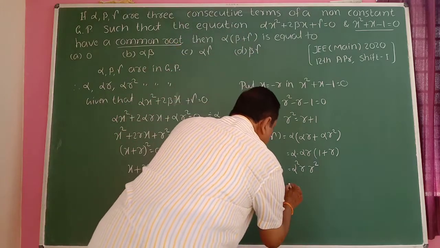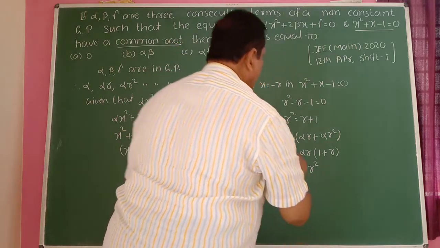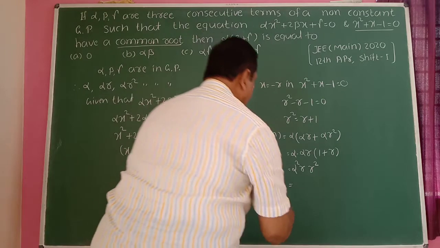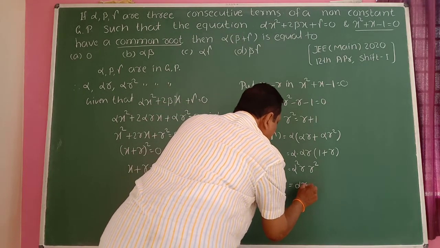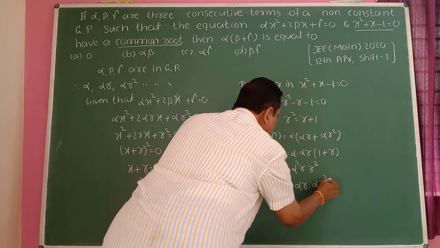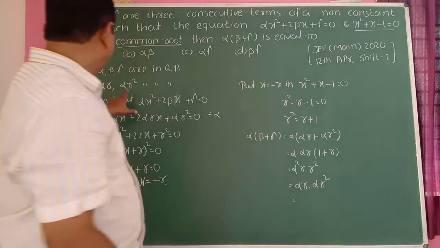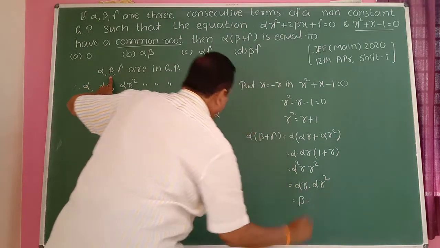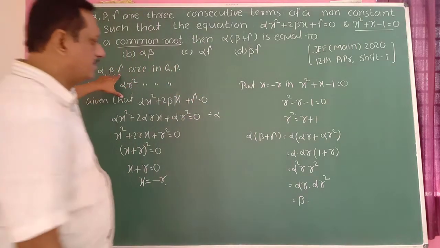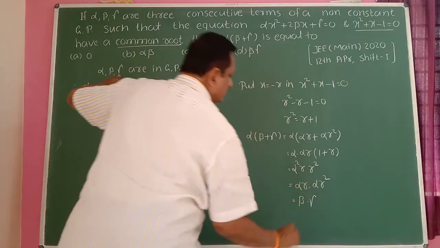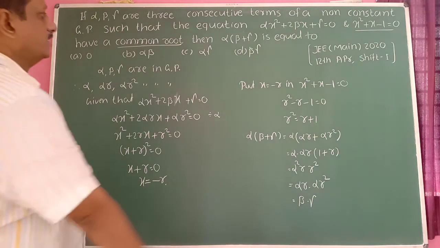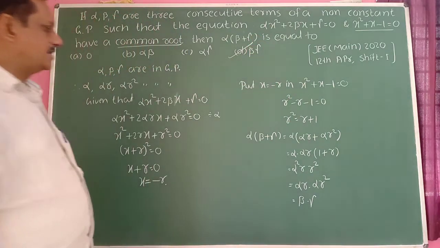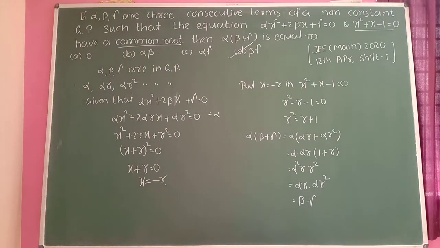Therefore, alpha square into r into r square can be written as alpha r into alpha r square. Then alpha r is beta, and alpha r square is gamma. So it is beta into gamma. Therefore, the fourth option is correct here: beta into gamma.